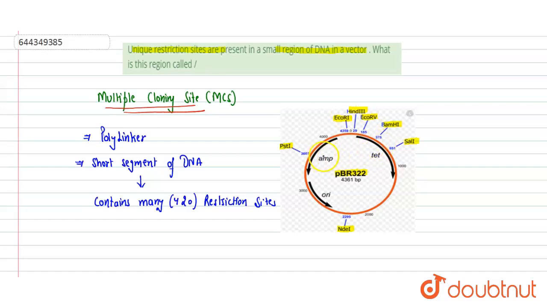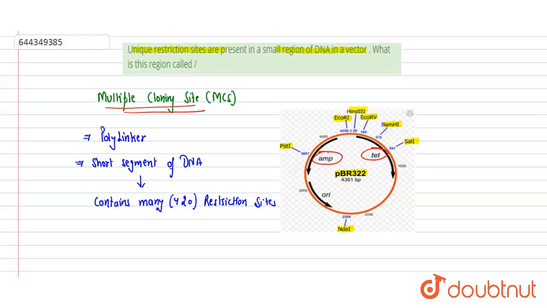These restriction sites are also present in certain genes. Here the ampicillin resistance gene has a site, so this acts as a selectable marker. Similarly in tetracycline, different restriction sites are present, so if it is cut, the tetracycline gene will not work, so definitely it acts as a selectable marker. You can notice that restriction sites are present at different positions, but there is no restriction site at the ORI.